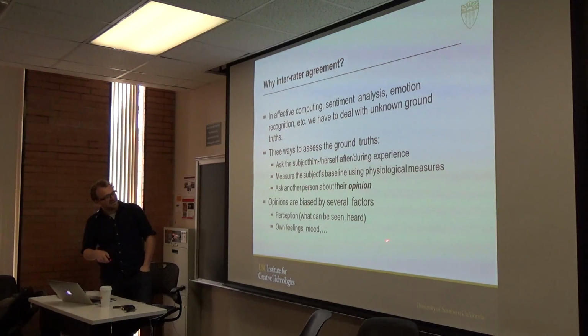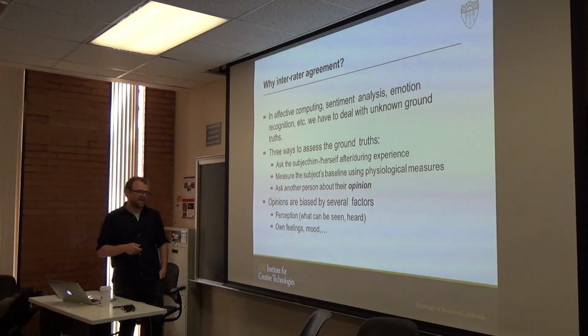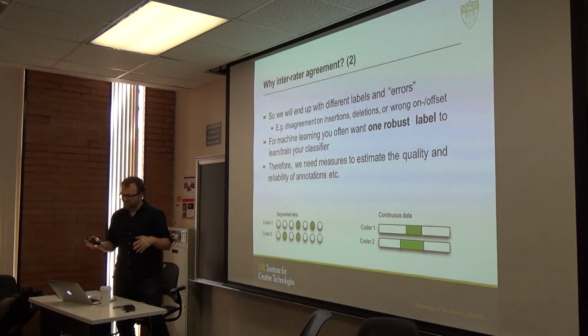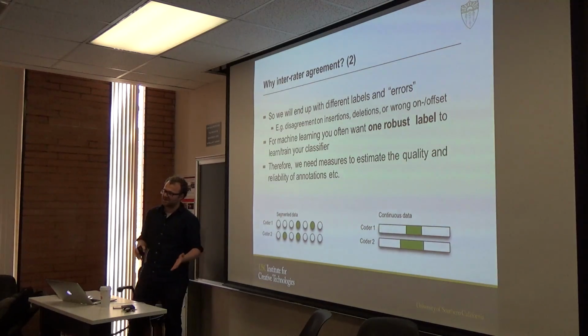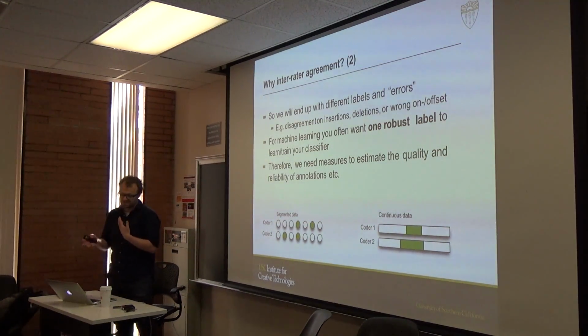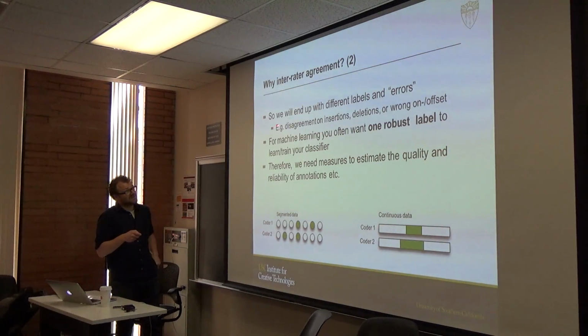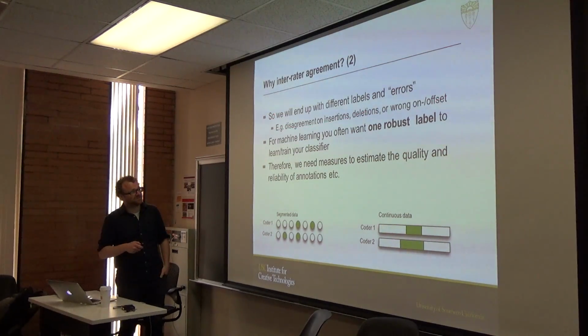However, if people have opinions, you want to measure how much they agree on a certain item or a certain data point. If they agree a lot, you want to keep that data point in your data set, and if they disagree a lot, you might want to investigate that a little bit further and try to understand what's really going on with that data point. So you will end up with different types of labels and errors, and there will be disagreement.